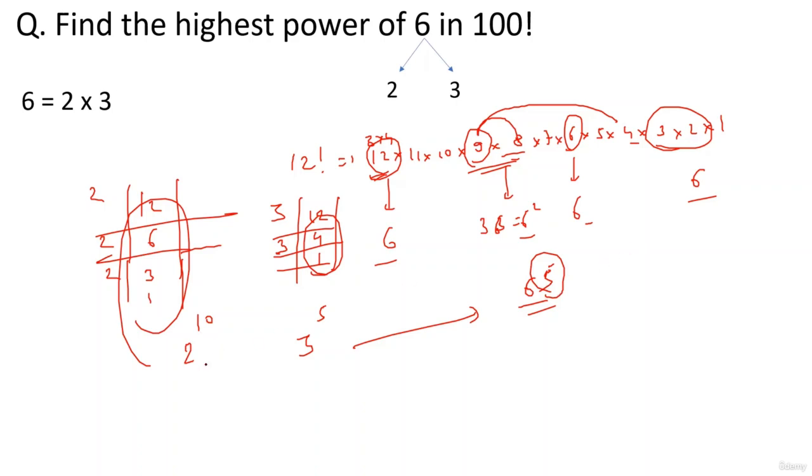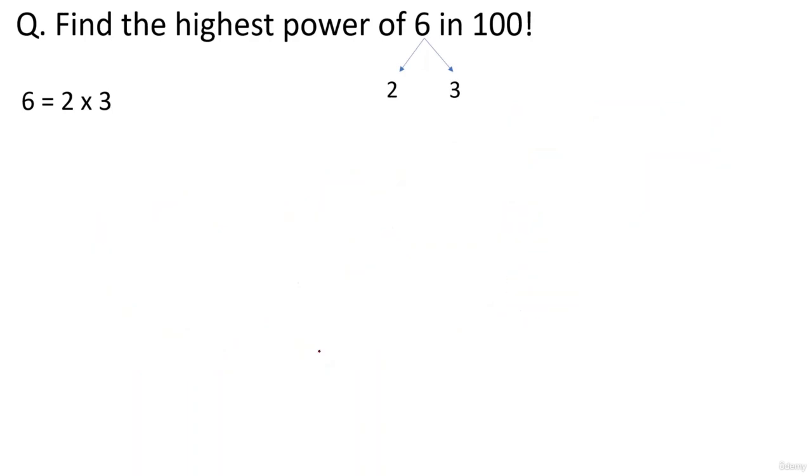Okay, some powers of 2 will combine with 3 power 5 and form powers of 6, right? Now see guys, since we have fewer powers of 3 available, only that many powers of 2 will combine to form powers of 6, right? So very carefully we observe that the highest power of 6 will be nothing but the highest power of 3 only, right? So this is the same thing we are going to do here, guys.